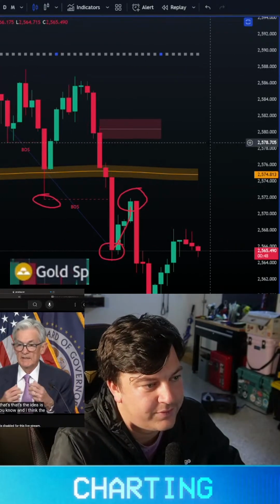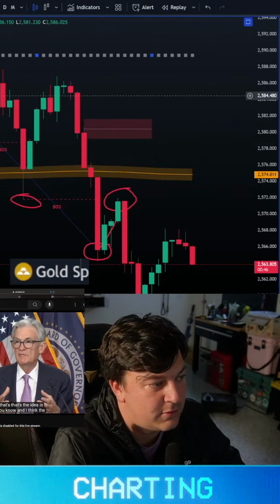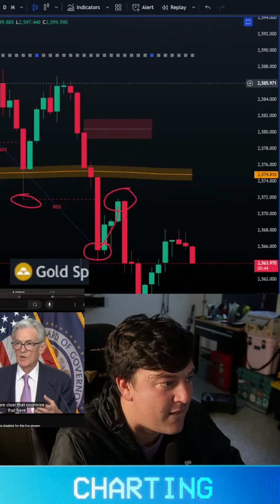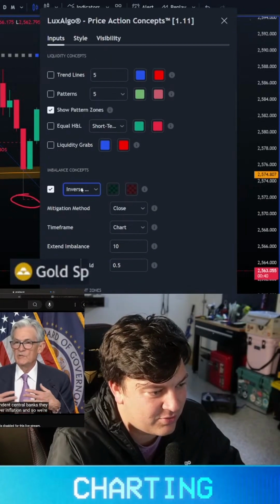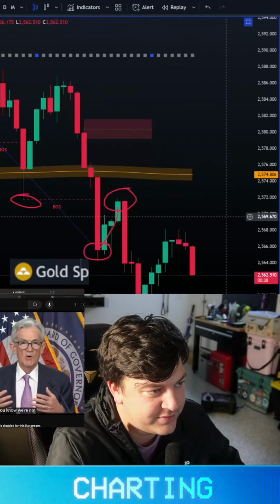I think the data there are clear that countries that have independent central banks get lower inflation. So we're not serving any political figure. We just do our regular work. I just like to serve all Americans.